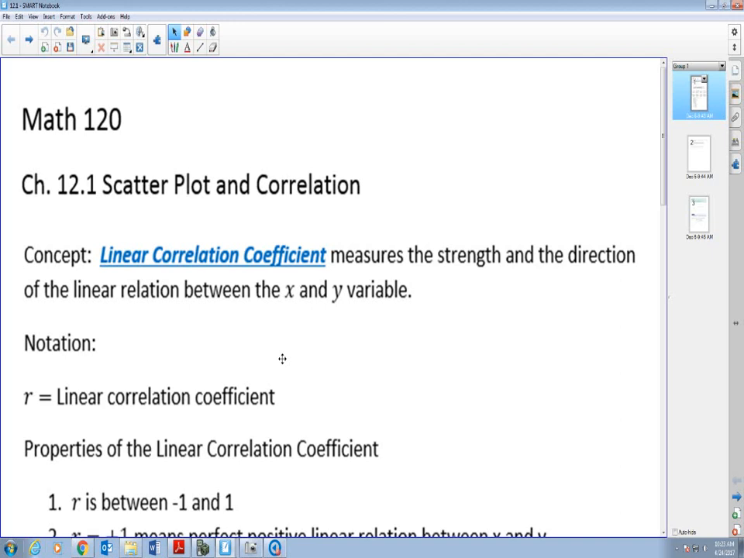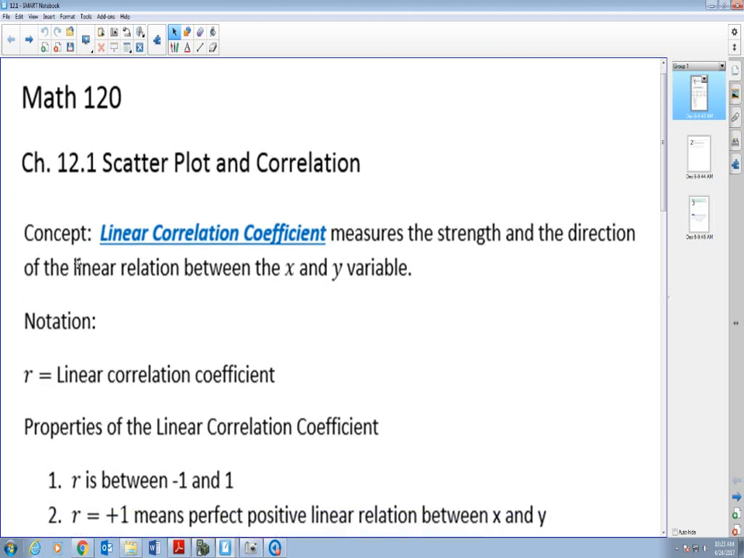In this lecture video, we're going to talk about what is so-called the scatterplot and something called the correlations. Okay, so here is what's going on. The word linear correlation coefficient. I'm going to start with this word.